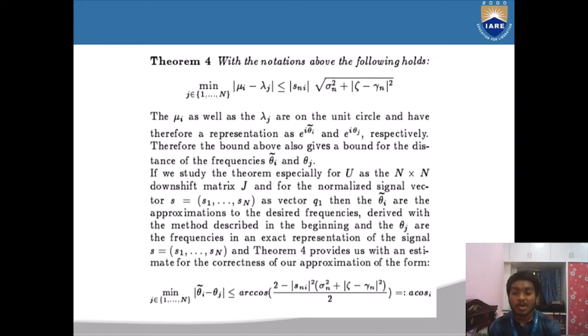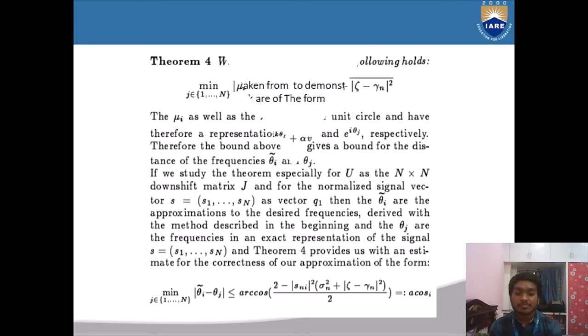the minimum over j of the modulus of theta_i bar minus theta_j is less than or equal to arccos of 1 minus the modulus of s_n squared, times sigma_n squared plus the modulus of rho minus gamma_n, whole squared, divided by 2. Again, the root is cancelled with the square.